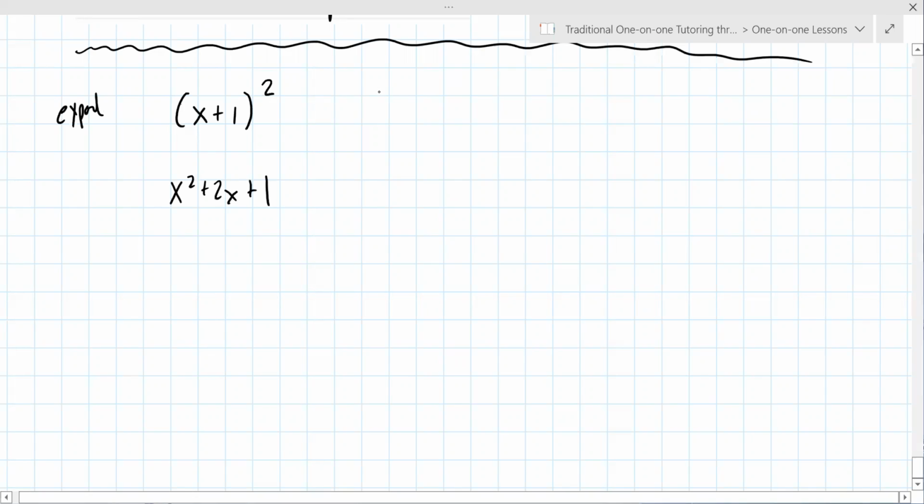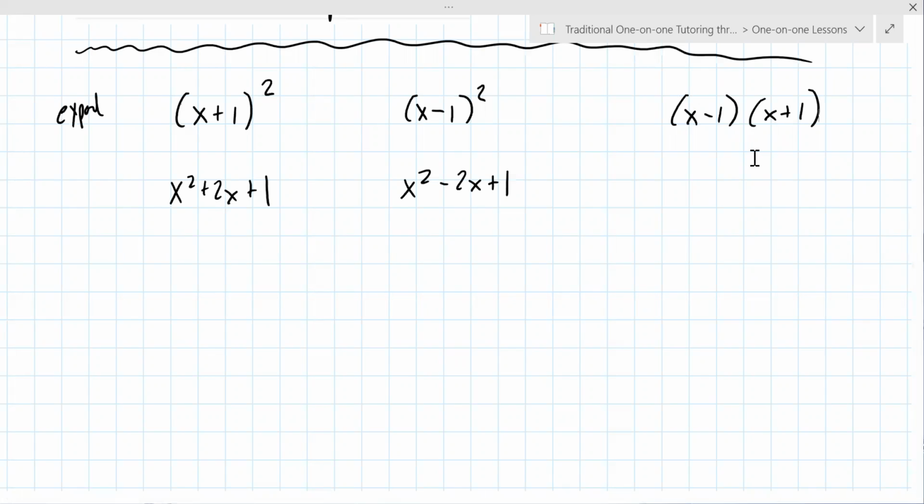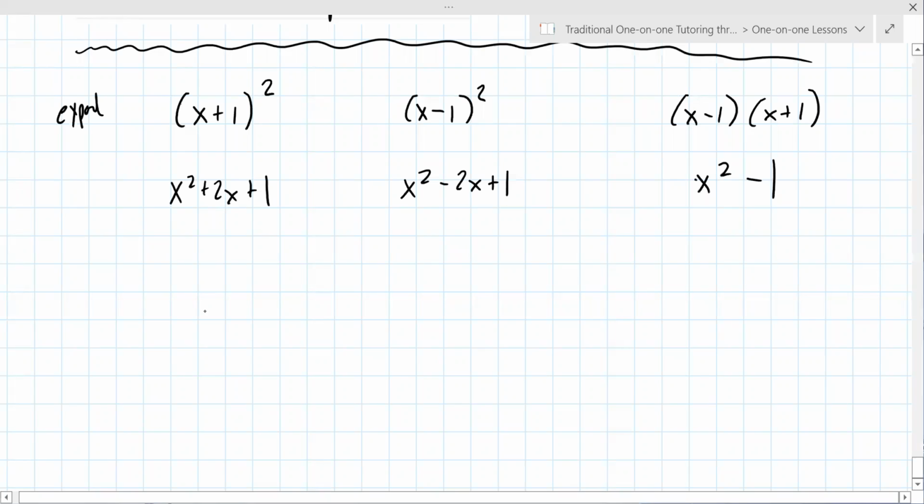Perfect. Okay. Now I'll do the one in the middle here. This one is x² minus 2x plus 1. And then this last one I want you to think about, or FOIL for me. I'd like you to do this last one on the right here. What does this reduce to when you're all done? X² minus 1.